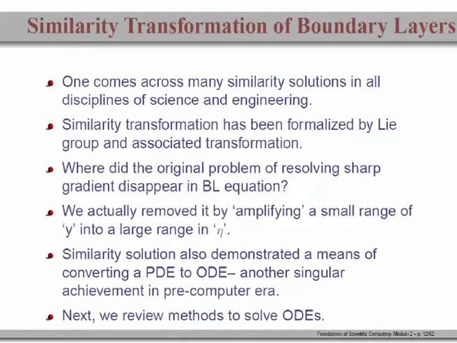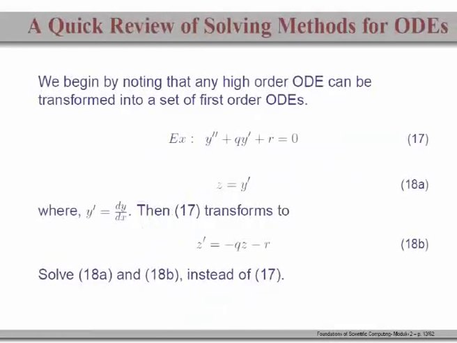So this similarity solution demonstrates a means of really converting a PDE to an ODE. This is another single achievement in the pre-computer era. I mean, this was a big deal that we can talk about. So basically then, one of the properties we just now talked about, resolving sharp gradient, led us to all this. So we have seen that there are ways and means by which we can simplify the problem and end up with an ODE. So what I would do is very quickly give you a review of solving ODEs.